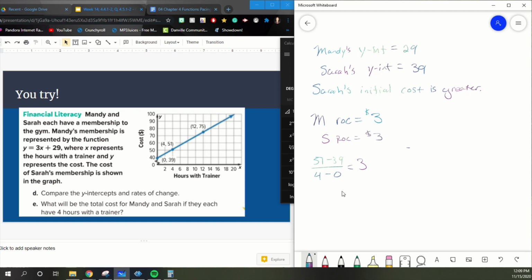So what will the total cost be for Mandy and Sarah if they each have 4 hours with a trainer? Well, Mandy, if I plug in 4 for this, I have 12 plus 29 gives me $41. However, Sarah, if I look at 4 hours, looks like she's spending $51. So it looks like Sarah's getting kind of the short end of the stick here. She's spending more. It's the same rate of change, so she's always going to be spending more than Mandy. So, I don't know, Sarah should probably switch gyms or trainers at that point.